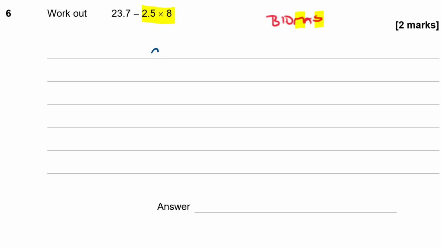So what is 2.5 times 8? Okay, well, timesing by 8 is doubling, doubling, and doubling again, isn't it? So if you double it, you're timesing it by 2. Double it again, you're timesing it by 4. And if you double it again, you're timesing it by 8. So 2.5 doubled is 5. Doubled again is 10. And doubled again is 20. So 2.5 times 8 is 20.